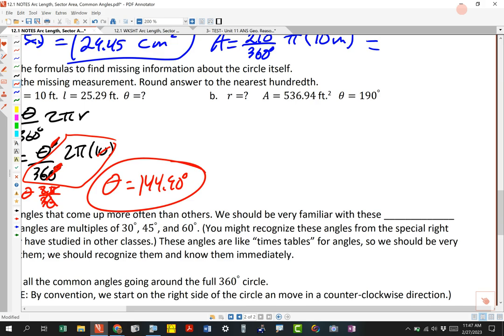Okay, Zach, what's missing on this one? The radius. The radius is missing on this one, and it gives us an area. So the area of 536.94 is going to be equal to the central angle, 190 over 360, pi r squared.